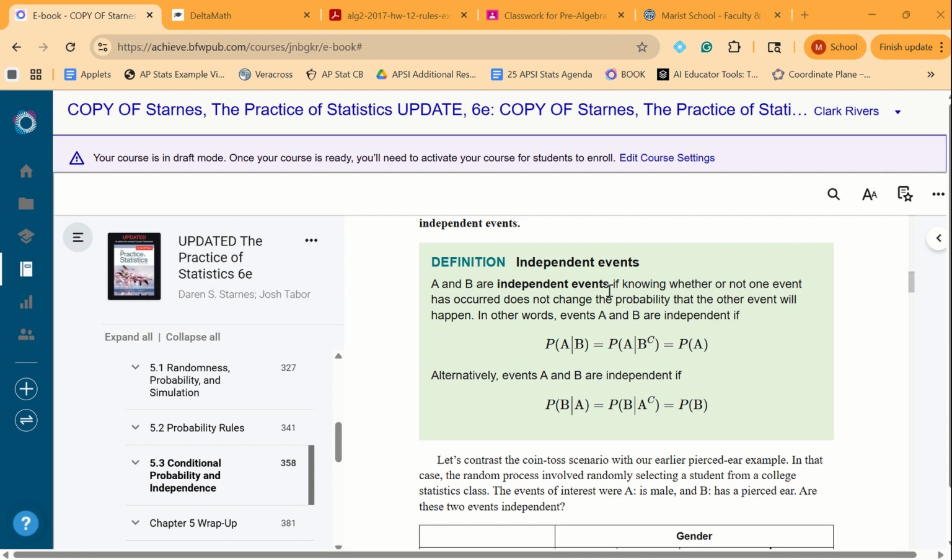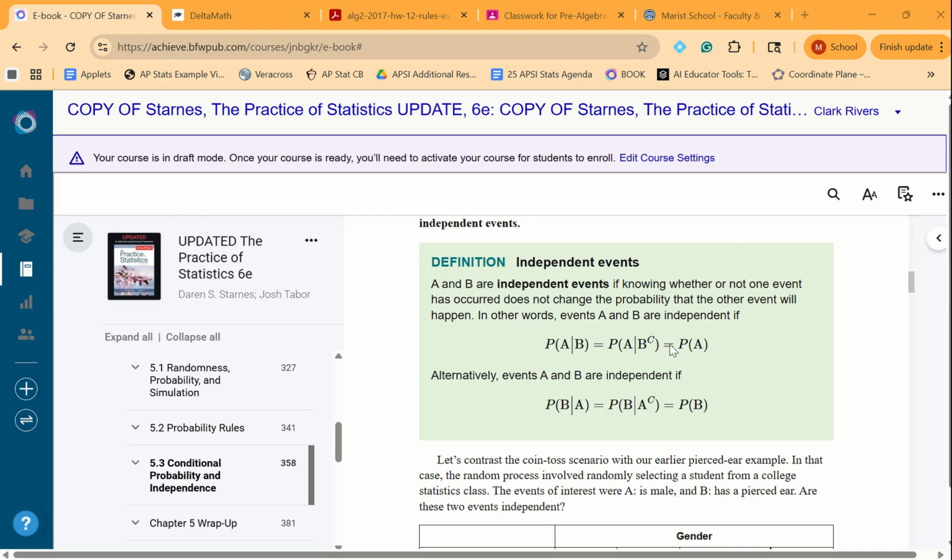A and B are independent events. Well, some examples of independent events that you know about already: flipping a coin more than once. These are independent events. Rolling a die. Knowing what happened in the past has no impact on what happens in the future. So that's pretty much the definition in simplified terms. A and B are independent events if knowing whether or not one event has occurred does not change the probability that the other event will happen.